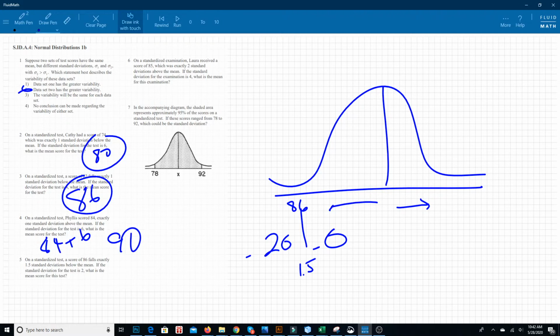Okay, so let's work this out. It's 86 right here, so that's exactly 1.5 standard deviations, and the standard deviation for the test is 2. So what are we looking at? 88.